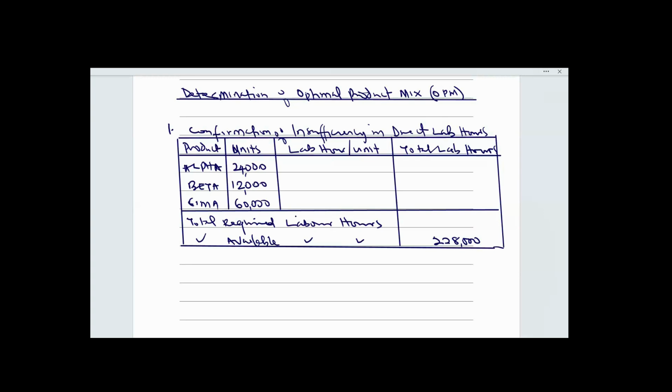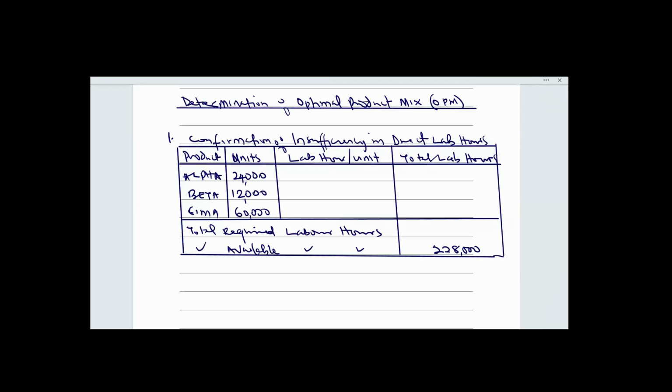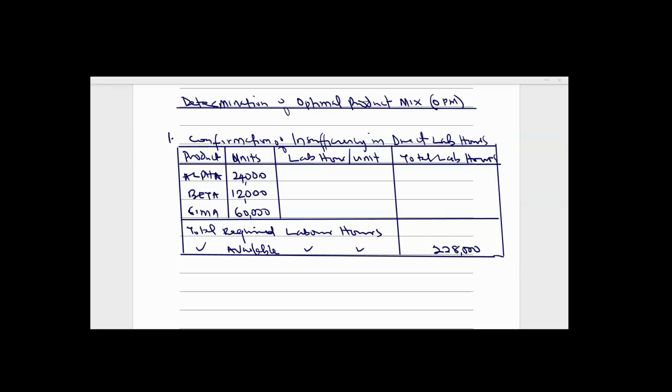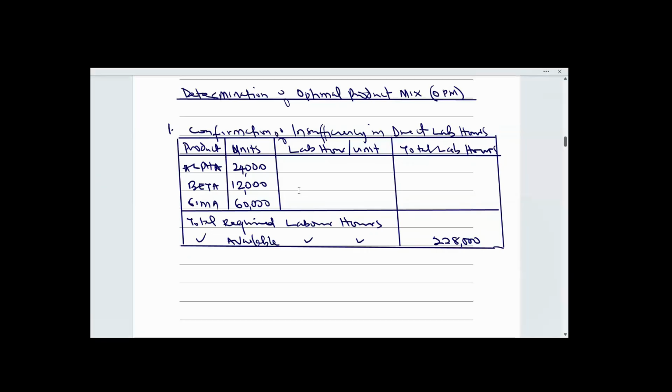Okay, then. So let's determine labor hour per unit. According to the question, when you go back to the table given to you, you are given labor cost of 24 naira for alpha, 48 naira for beta, and then 32 naira for sigma. After the table, you are already told that direct labor rate is budgeted at 6 naira per hour. Therefore, to get the labor hour per unit, it will be labor cost divided by labor rate.